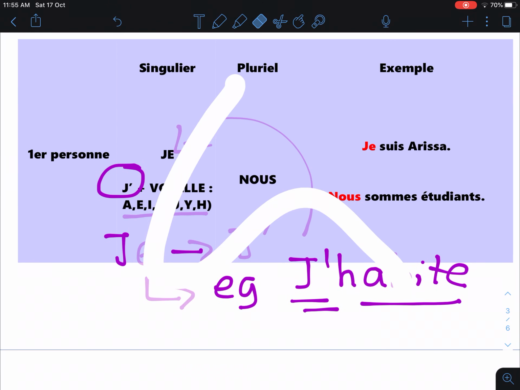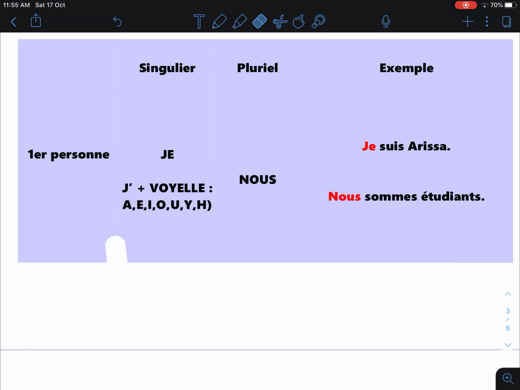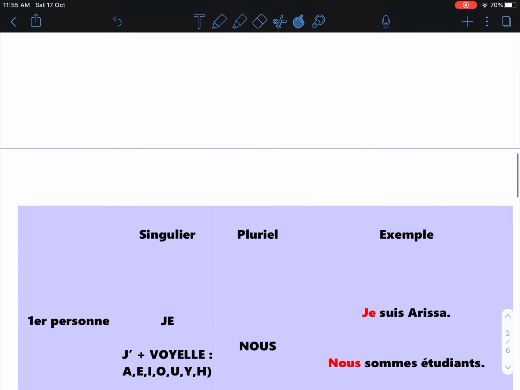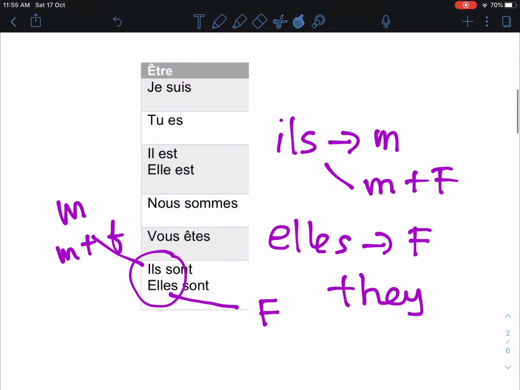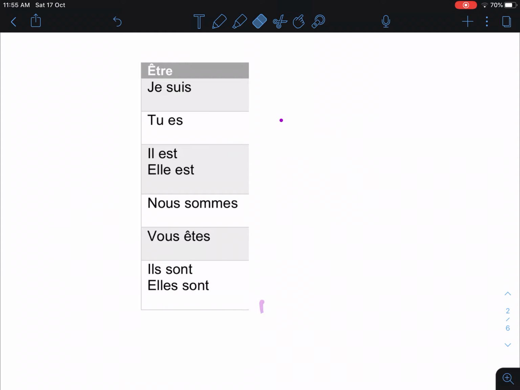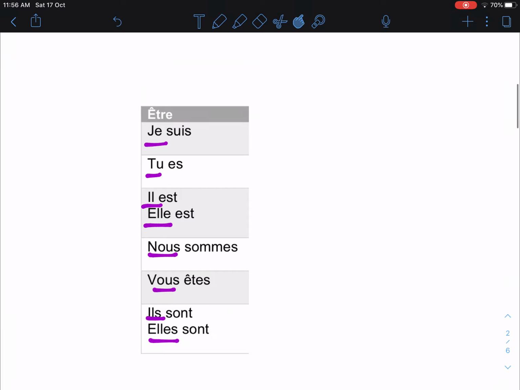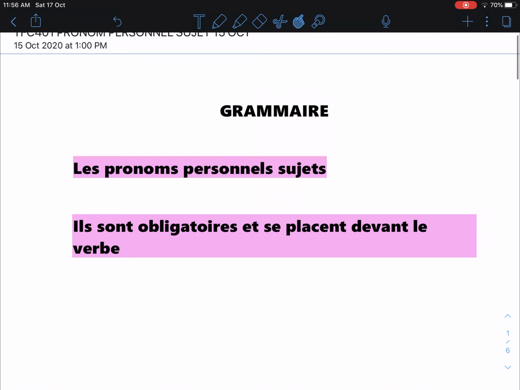I'm going to repeat those again. Let's look at the sujet, the pronoun. You have je, you have tu, you have il, elle, nous, vous, ils, and elles. And these are called les pronoms personnels sujets.